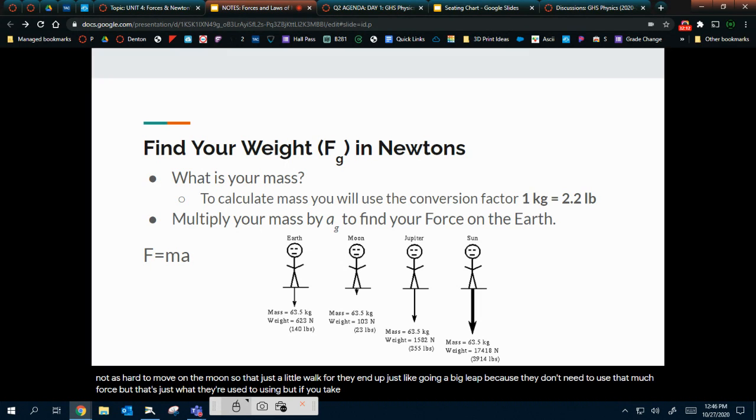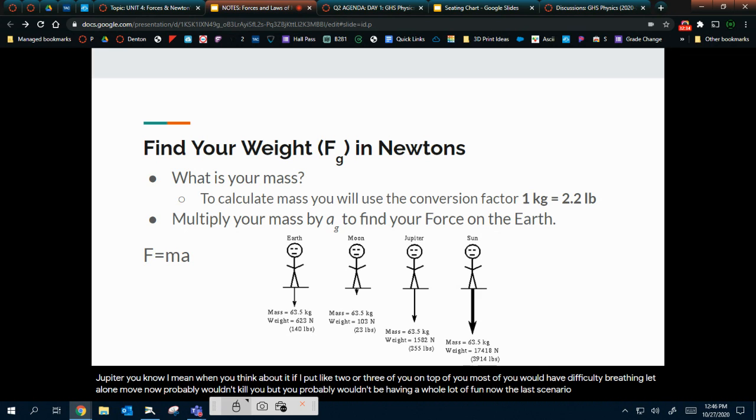But if you take the same scenario and go to Jupiter, most people probably couldn't move on Jupiter. I mean, when you think about it, if I put 2 or 3 of you on top of you, most of you would have difficulty breathing, let alone moving. Now, it probably wouldn't kill you, but you probably wouldn't be having a whole lot of fun.